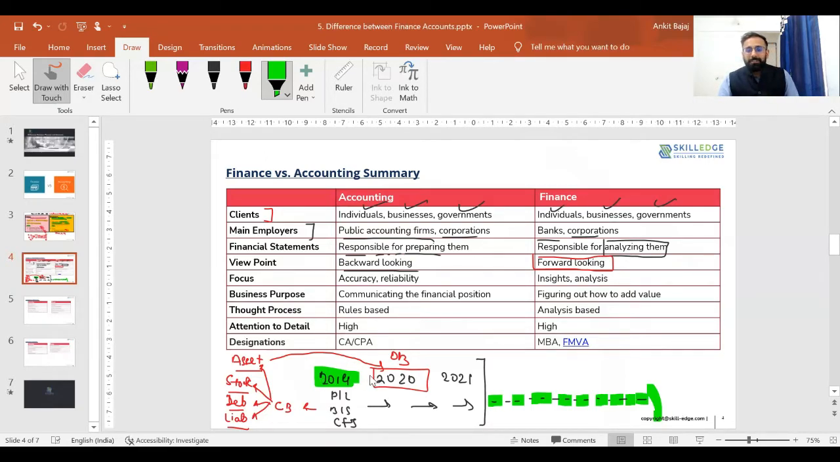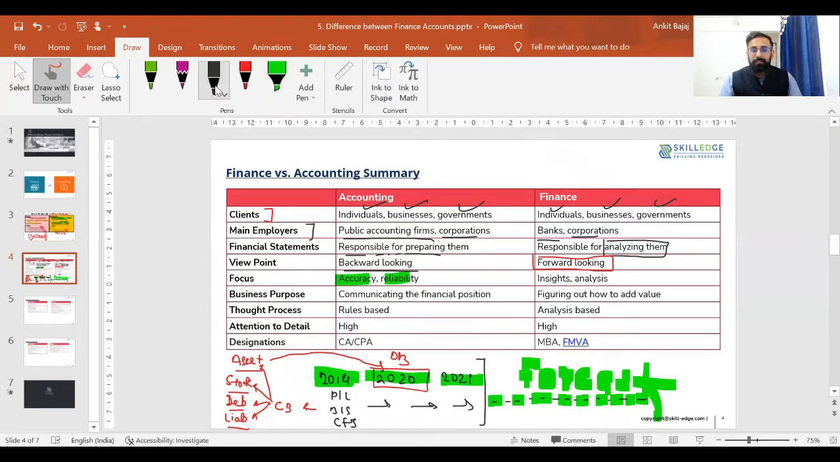So they will use these financial statements, and they will forecast the revenue, the profit, and the expenses, and they will decide whether to invest or not, right? What will be the focus of accounting? The focus of accounting will always be accuracy and reliability, right? Each and every transaction should be recorded properly, values should be recorded accurately, and if you're recording transactions accurately, then you will be able to prepare reliable financial statements, right?